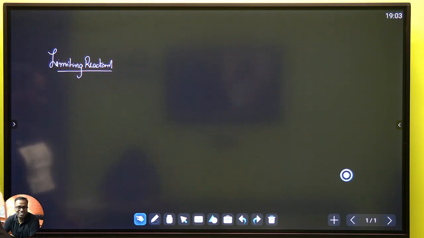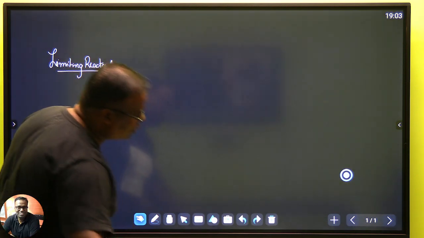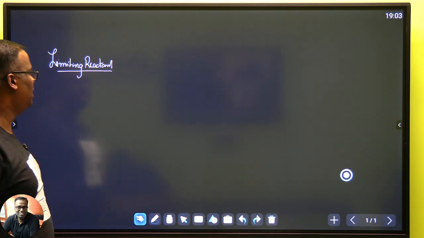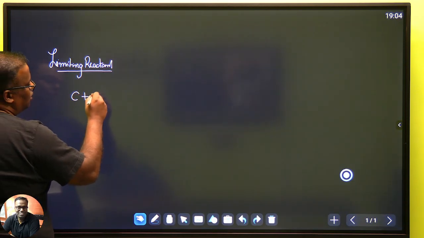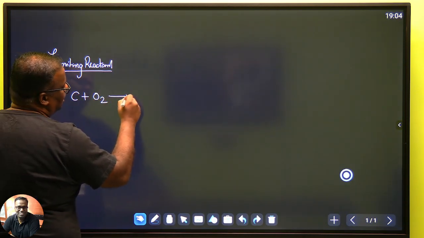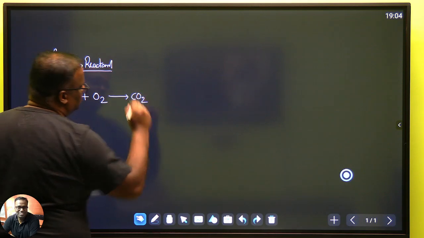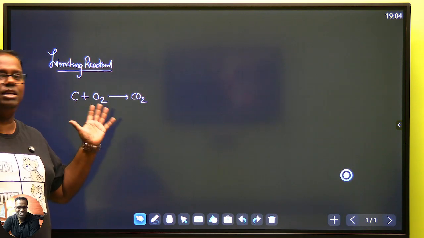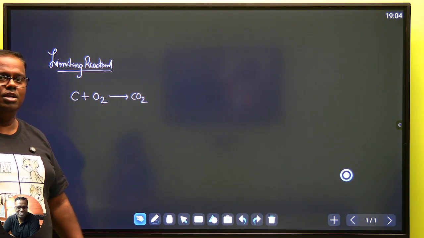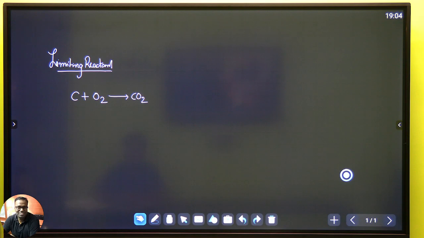Okay, limiting reactant. Now, whenever a reaction happens, we have got reactants. Let's take a reaction like, I'll say, carbon reacts with oxygen to give me carbon dioxide. Now, let's first have an understanding. Carbon reacts with oxygen to give me carbon dioxide.